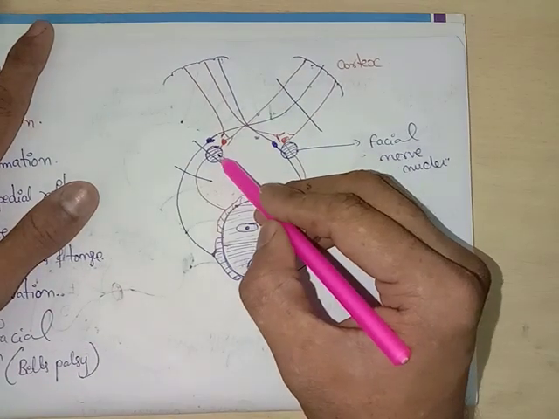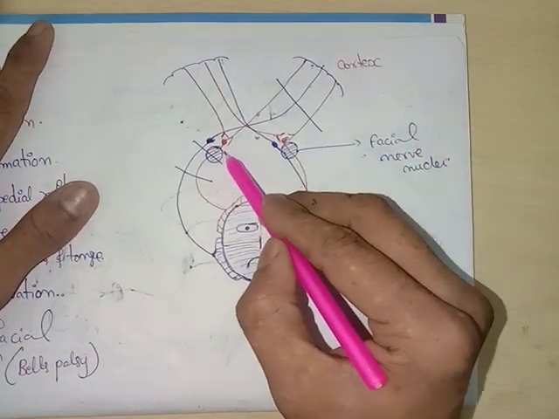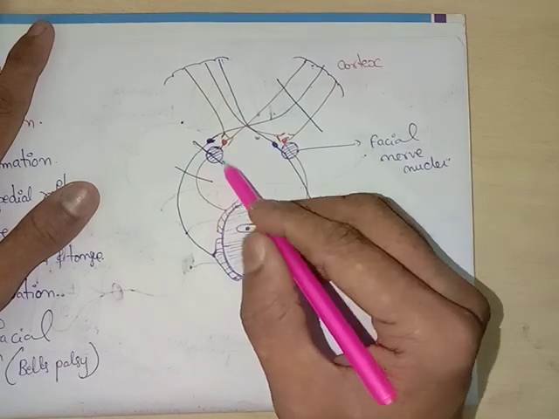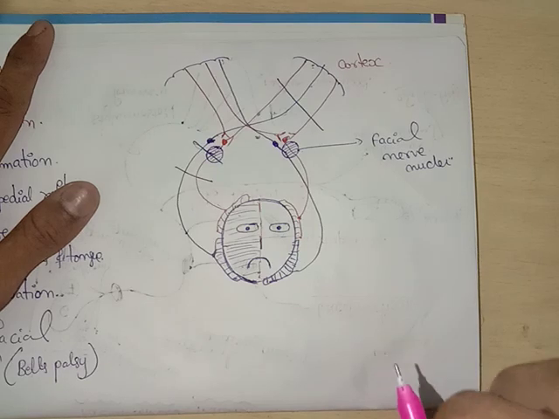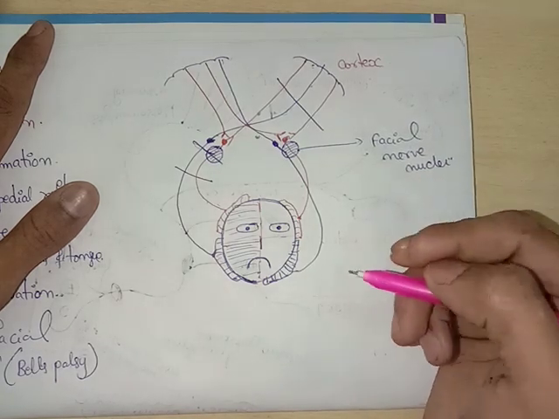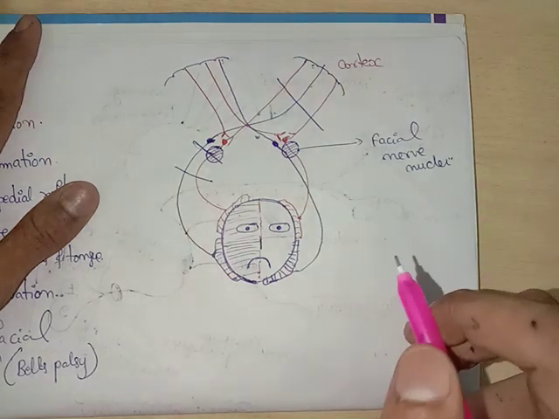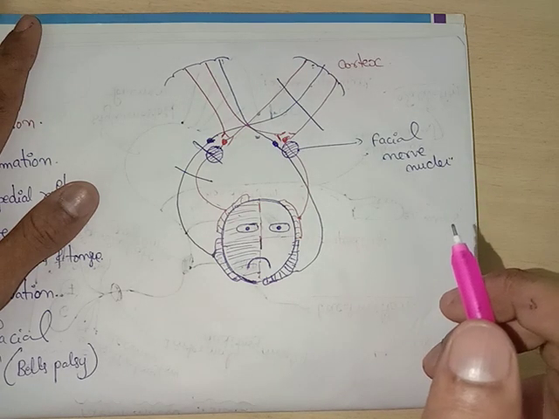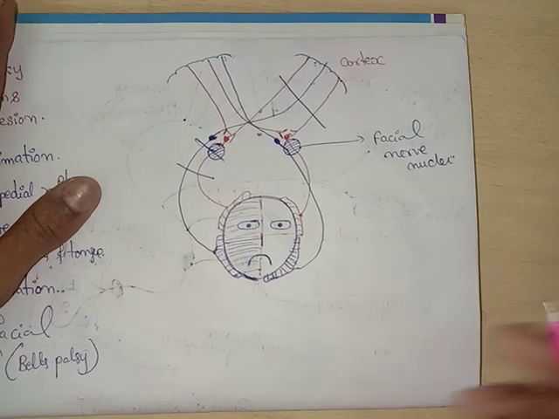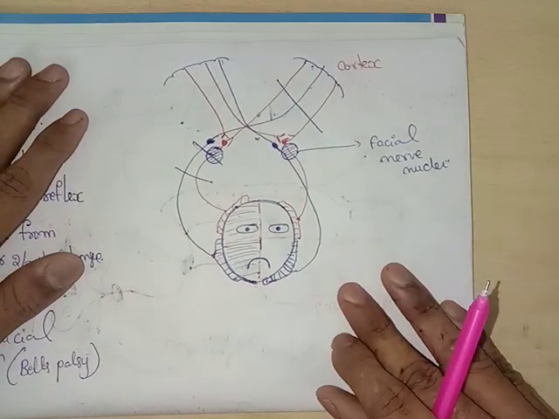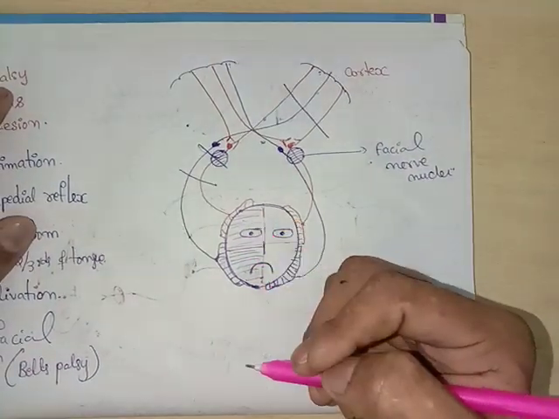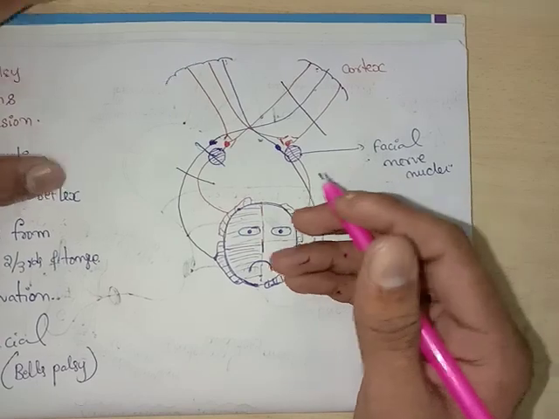One more point: if at the nucleus site the sixth nerve is also involved, there is sixth nerve palsy, and the patient fails to abduct the eye.